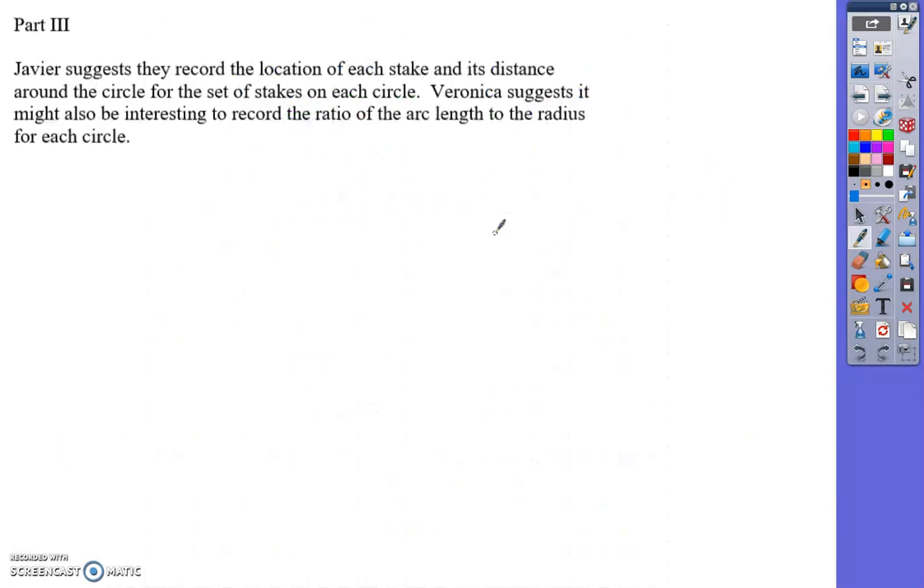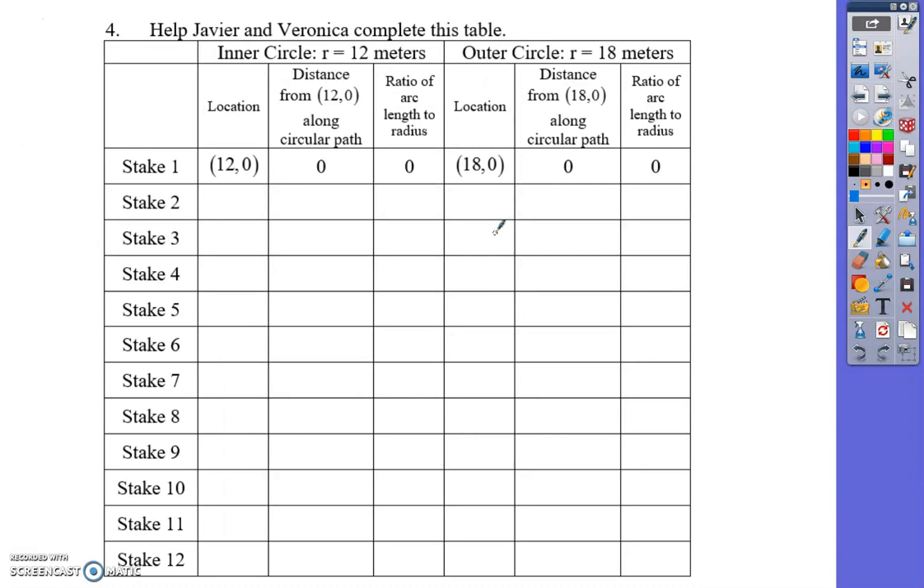So Javier also has another suggestion of what they can do. So this is what our task is today. That we can record the location of each stake and its distance around the circle for the set of stakes. It might also be interesting to record the arc length, the radius for each circle. So we've got the same. So all the points we've already found, all of those. So you can just take all your points and transfer them to the list.